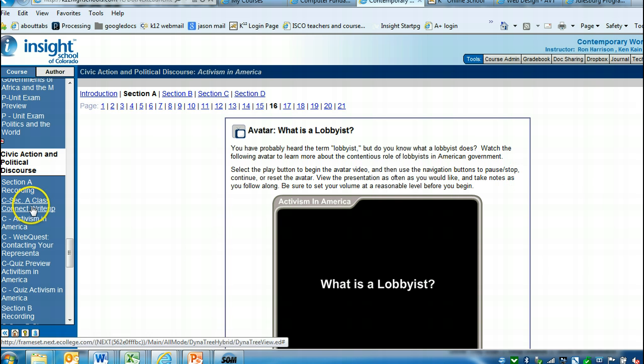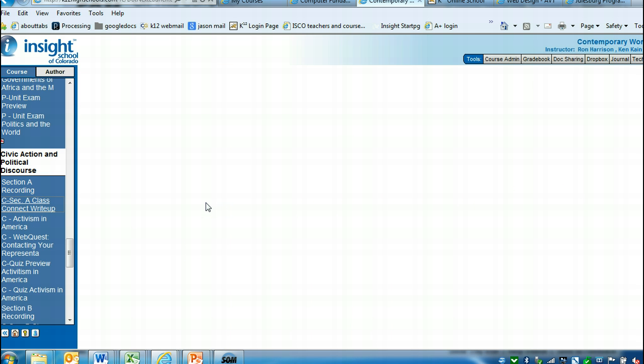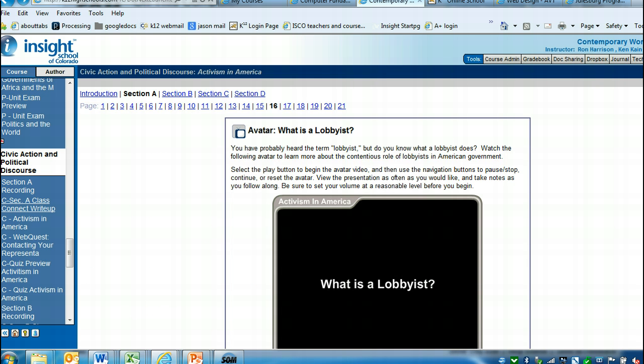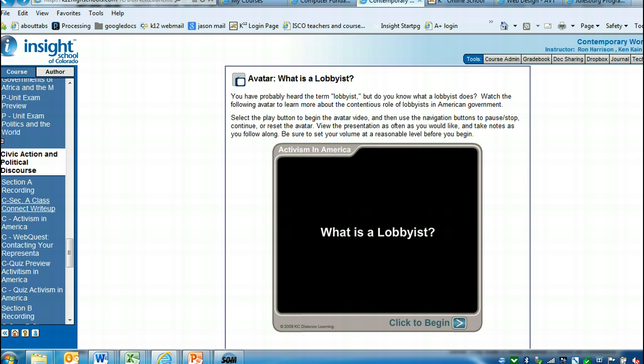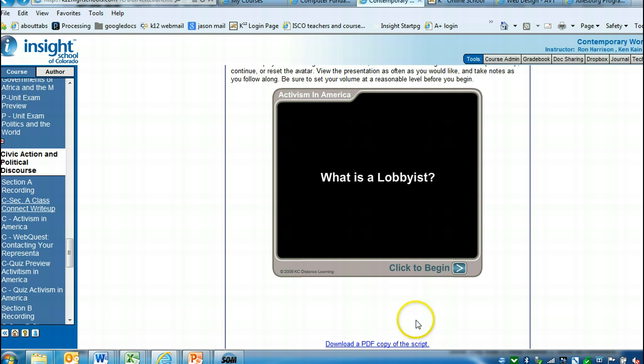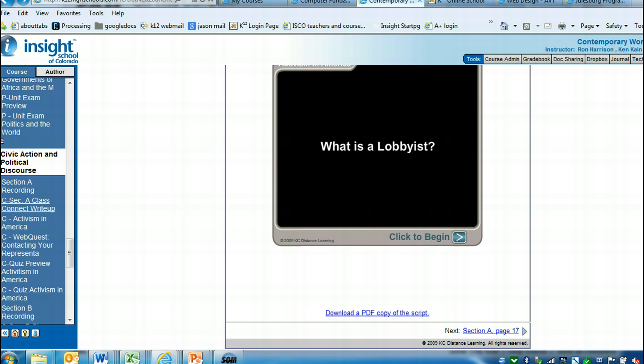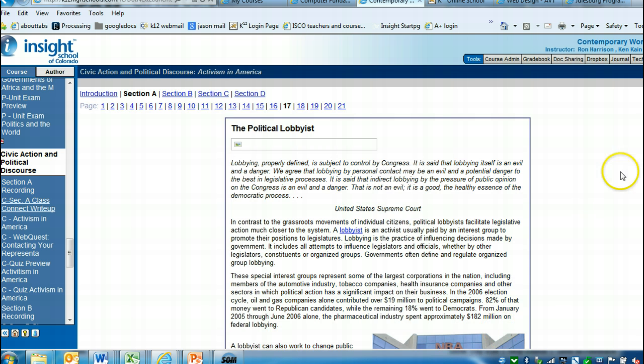Page 16, let's go to the Class Connect write-up. And page 16, explain what a lobbyist is and what a lobbyist does. So you've probably heard the word lobbyist, but what do they do? So here's a little avatar activity. You can watch the avatar, or you can look at the PDF down here and answer that question in the Class Connect write-up. What is a lobbyist, and what does a lobbyist do? That's the Class Connect write-up question.